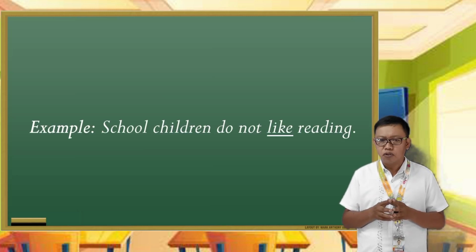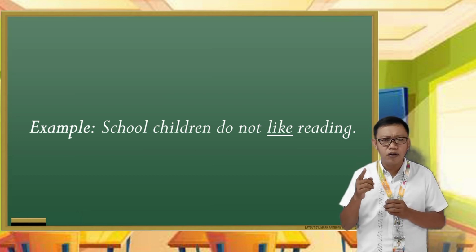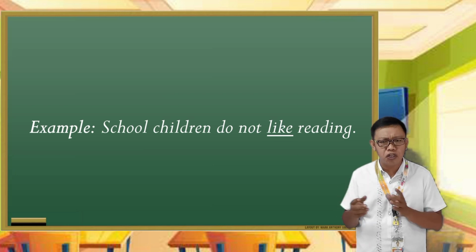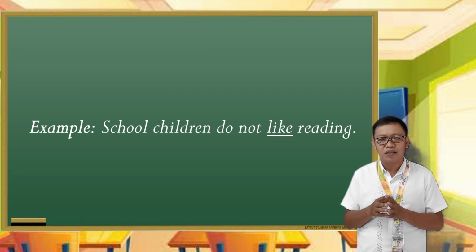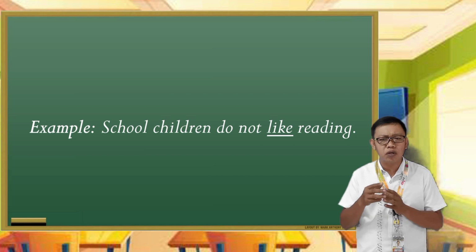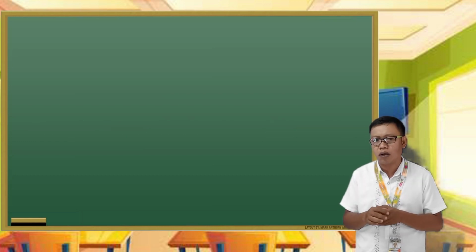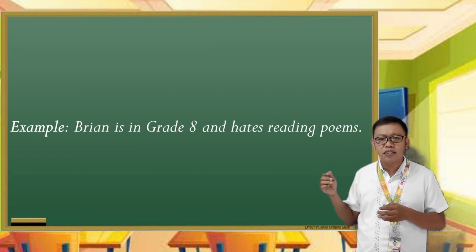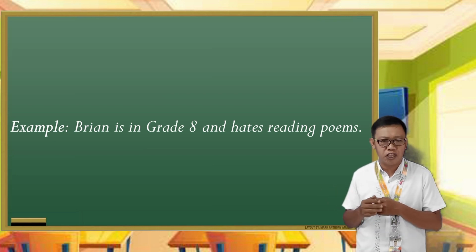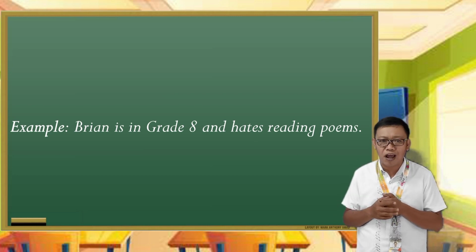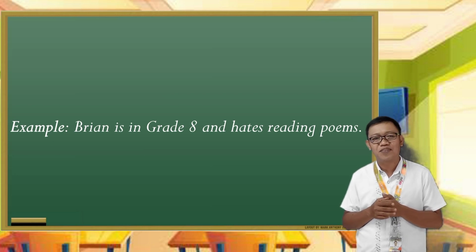Example: school children do not like reading. Now, take a look at this. The word like refers to all the children everywhere. Specific information refers to exact, precise fact or description of something mentioned in the text. Take a look at this one. Brian is in grade 8 and hates reading poems. In this example, poems is the specific topic in reading which Brian doesn't like. You get it?